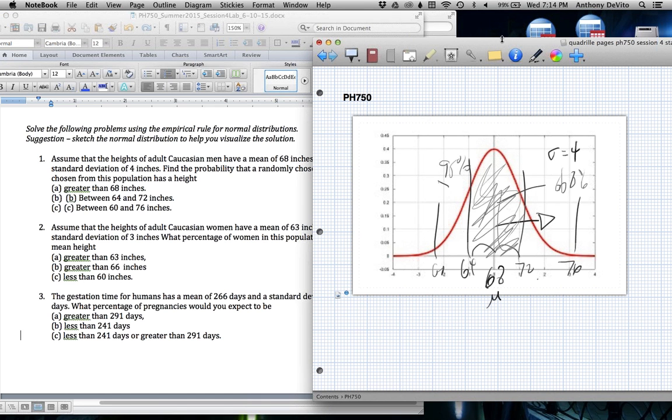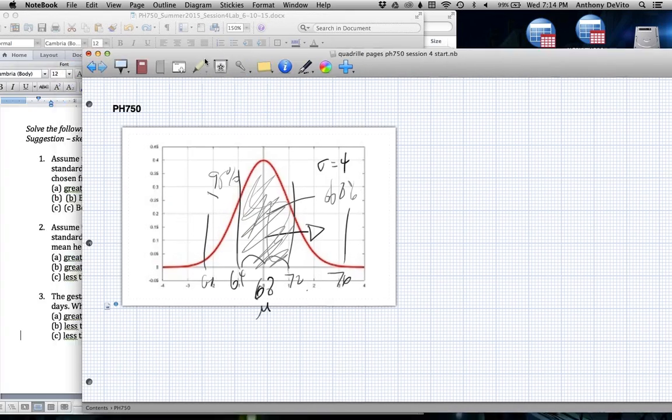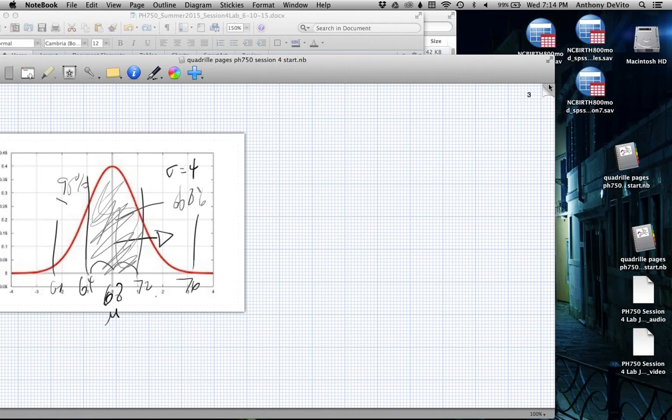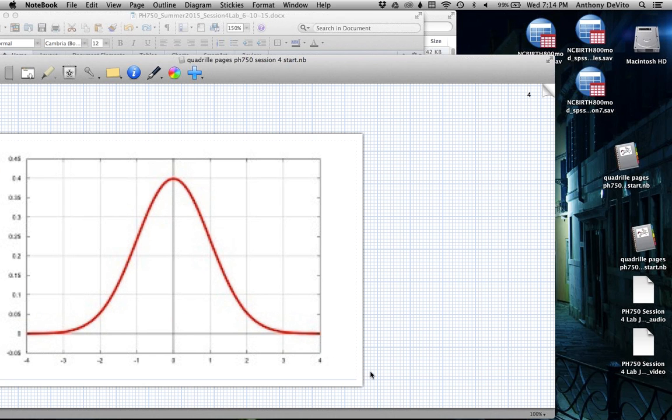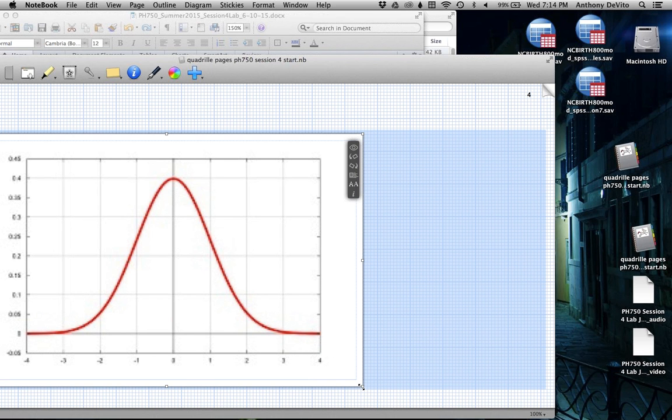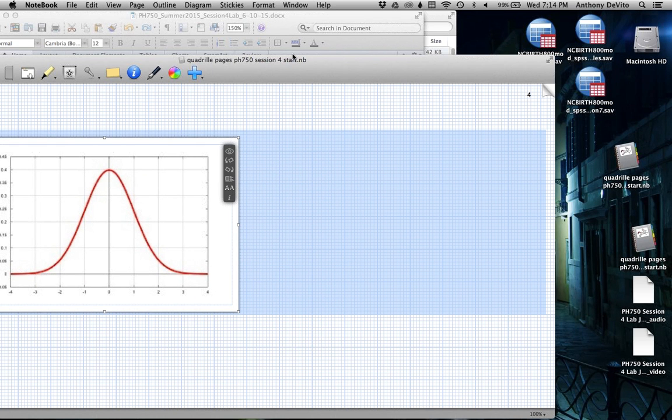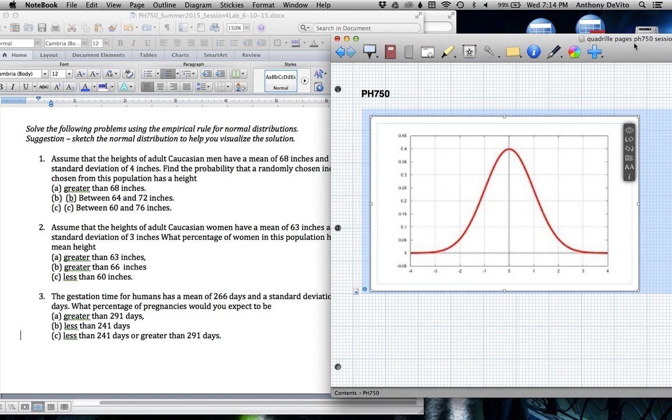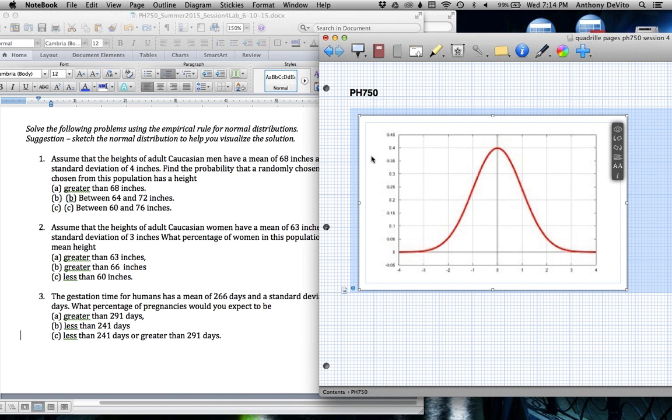Let's go get another chart here. Okay, let me make this a little narrower. We're going to work with both pages at the same time. Okay, what did I say the mean was for these women? 63. Mean is 63, and the standard deviation is 3.